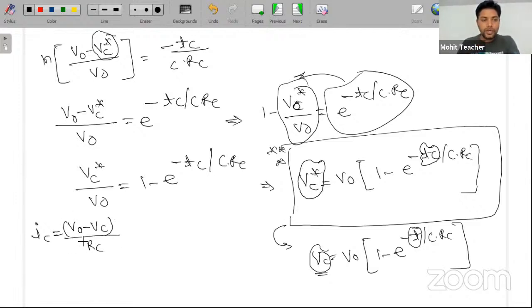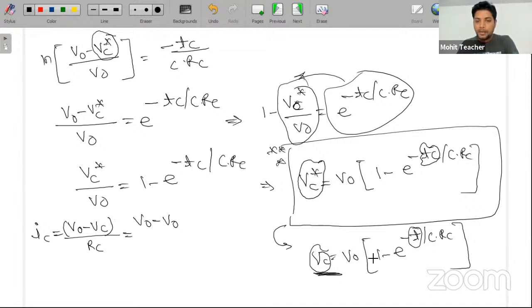Okay, so V naught is the open circuit voltage. We can put the value of VC from here to here. So this will be equal to V naught minus, I am just multiplying this inside, V naught. So this will be V naught when it is multiplied with the 1, and this will be minus V naught into e to the power minus T by CRC.